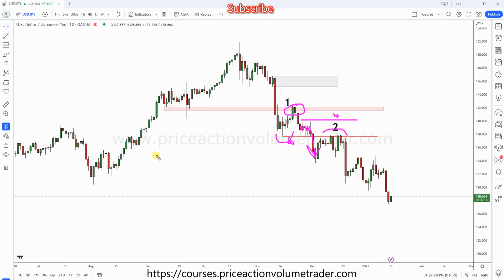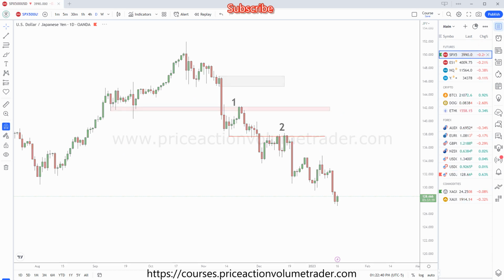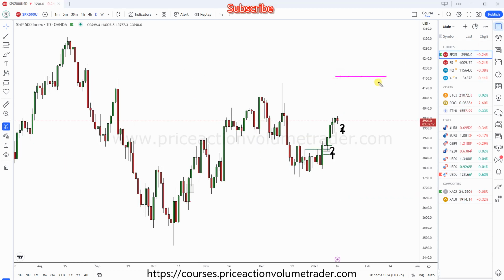And then targets, well, as far as we see here, the first obvious target would have been this swing low that we had right here in this case. Okay, so that's an example of a short. And now let's go look at two more examples on the S&P 500.